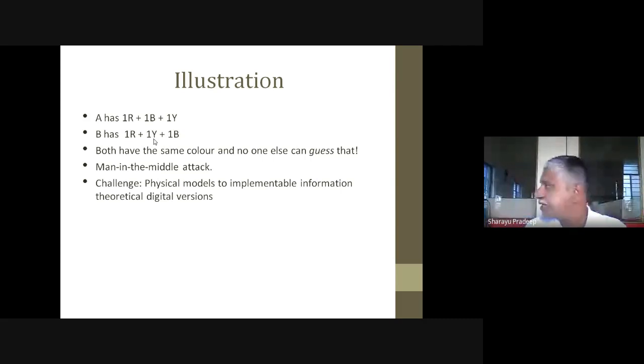The challenge is, how do I make this physical model into an information theoretical digital version? How do I convert it into numbers? That's a problem. Basically, I want commutativity of operations. Assume this is some number, this is some number, this is some number. This is a secret number, this is a public number. I'm sorry, this is my secret and this is a secret. So adding here, I want to add numbers also.